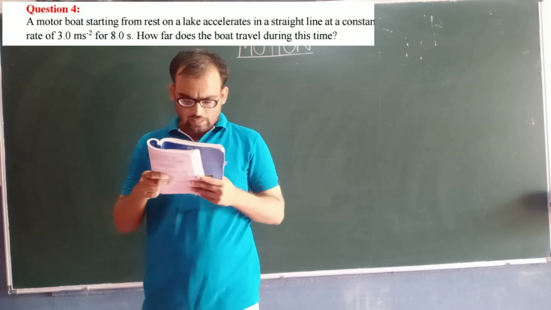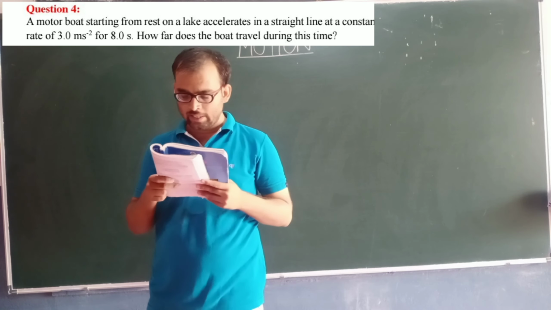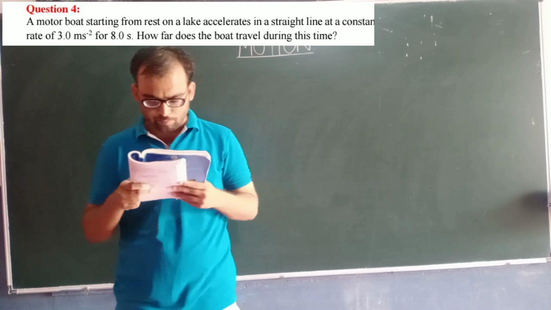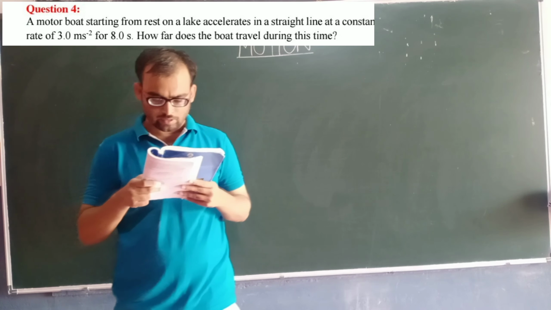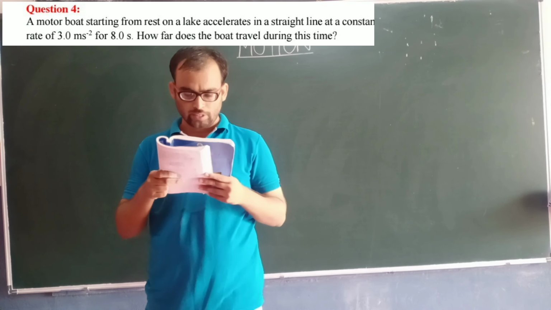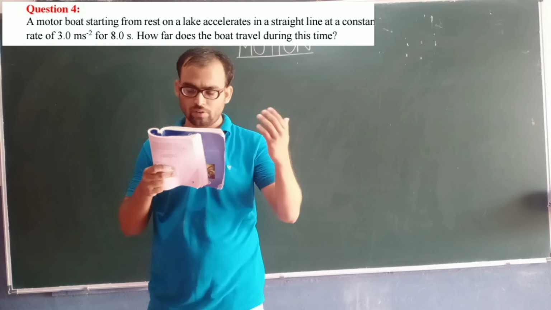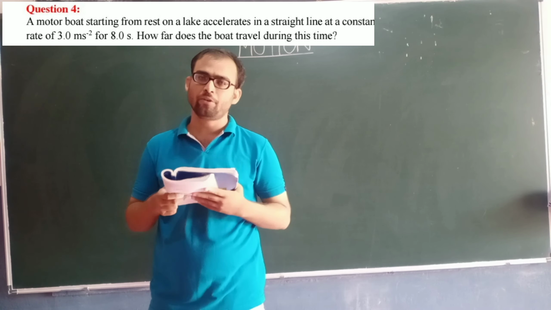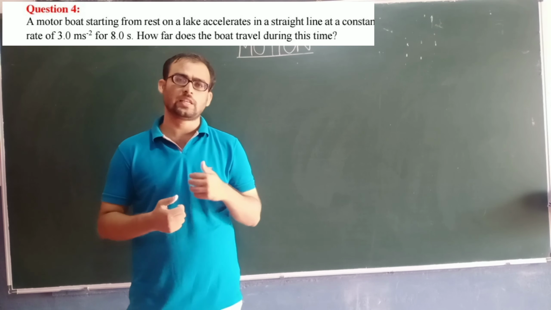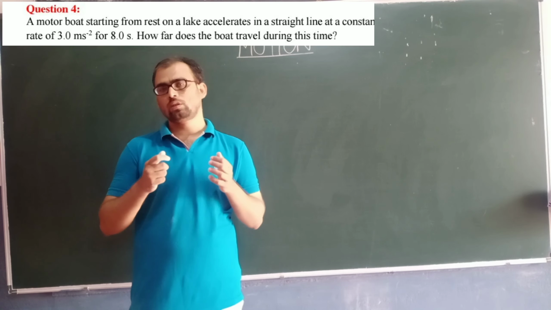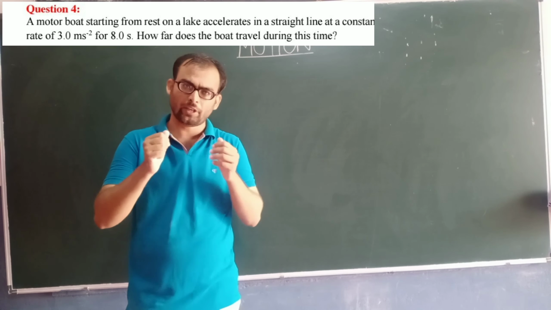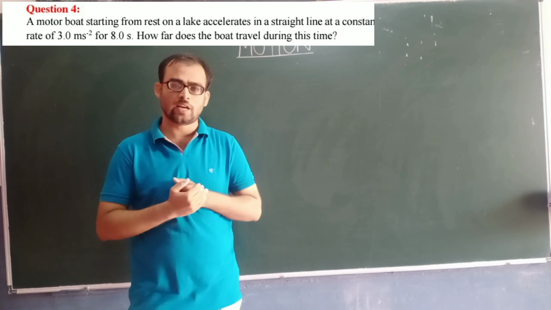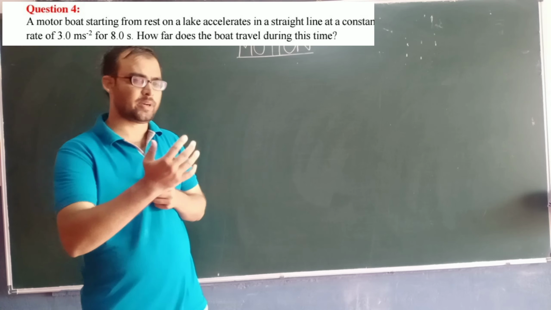Now students, look at the problem. A motorboat starting from rest on a lake accelerates in a straight line at a constant rate of 3 meter per second square for 8 seconds. Next, how far does the boat travel during this time? So here, students, there is a motorboat on a lake. The motorboat is at rest. Next, what happens? It starts accelerating with an acceleration of 3 meter per second square.